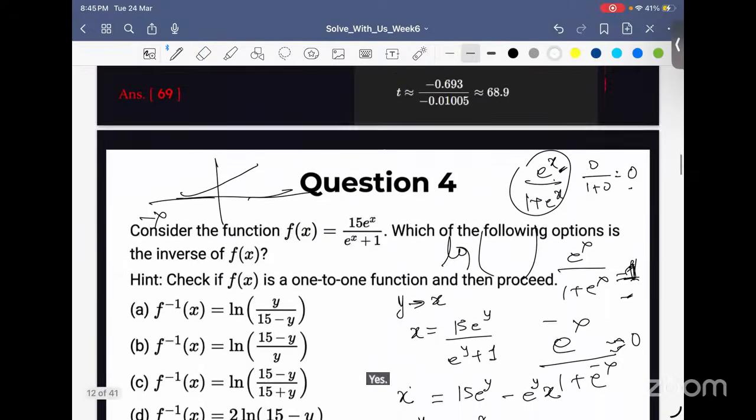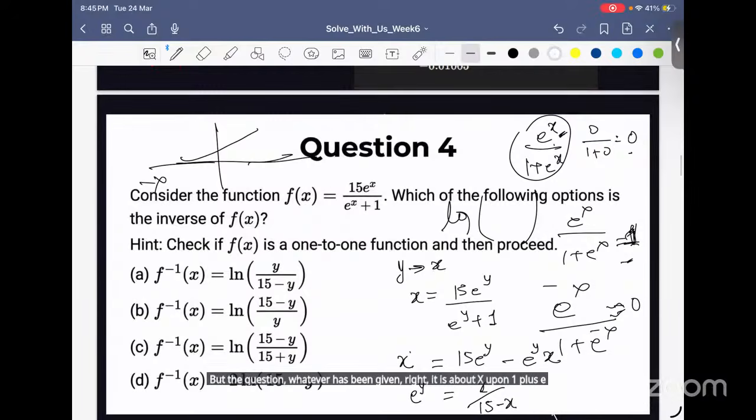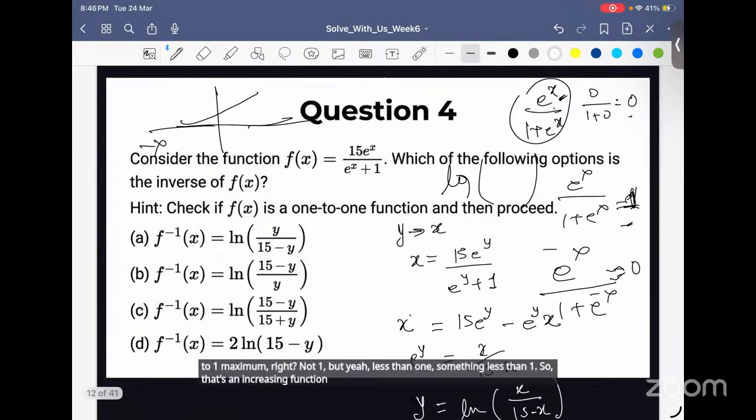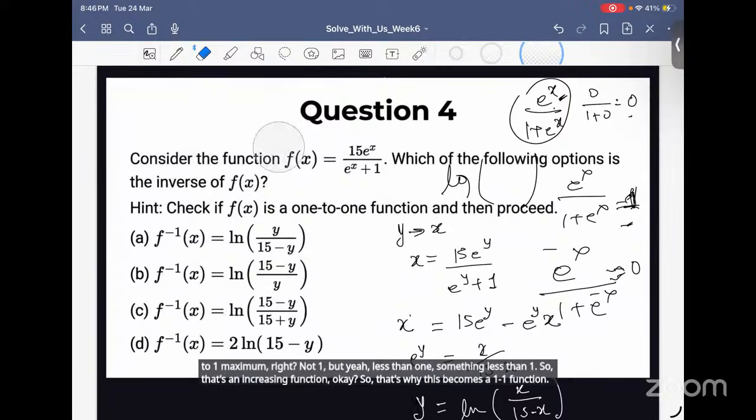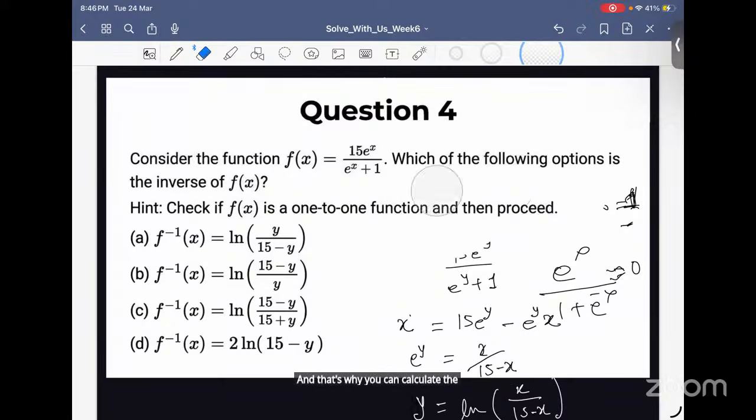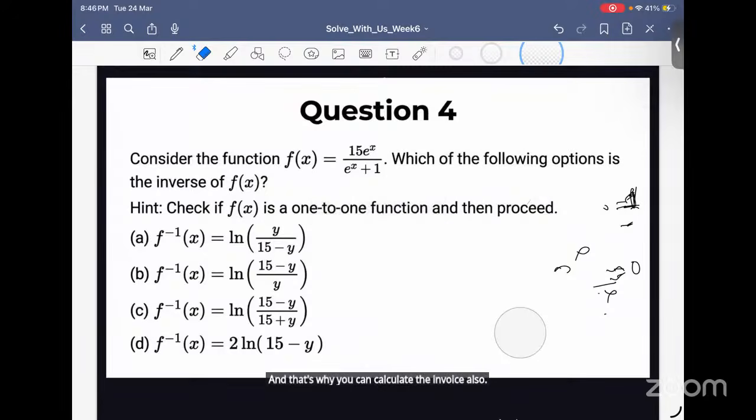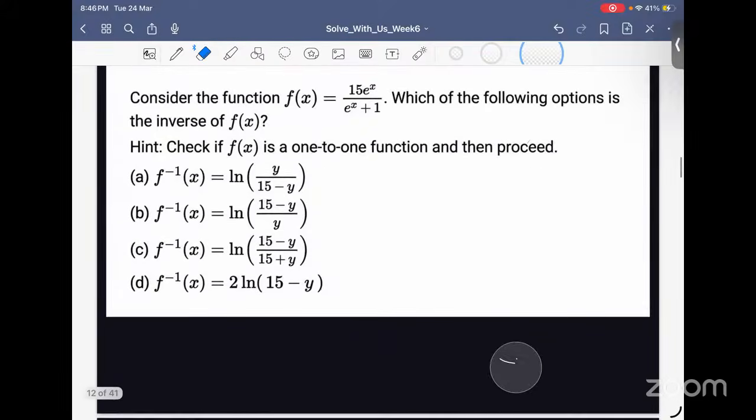But the question, whatever has been given, e to the power x upon 1 plus e to the power x, has been given so that it is easier to prove that this is a one-one function, because e to the power x can't be negative. So the minimum value can be 0, right? 0 upon 0 plus 1, so 0. And the maximum it can get is infinity upon infinity, so it can go to 1 at maximum. Not exactly 1, but something less than 1. So that's an increasing function. That's why this becomes a one-one function, and that's why you can calculate the inverse also. Is this clear or not?